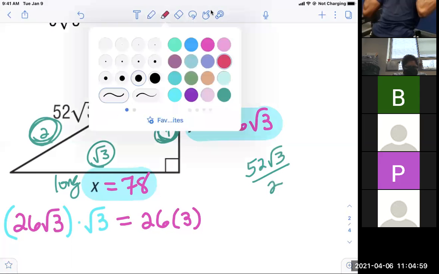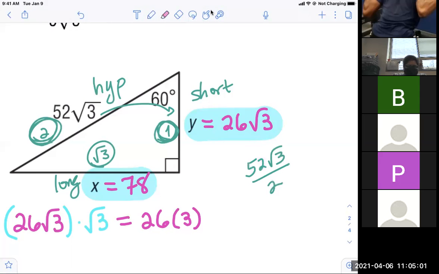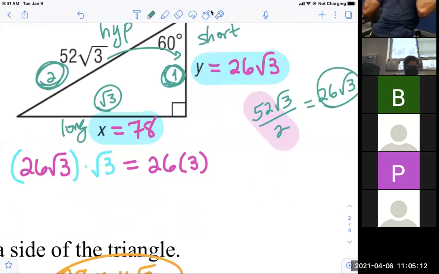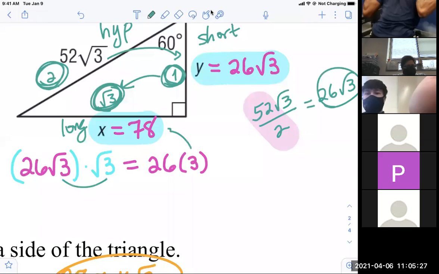52 root 3 divided by 2 is 26 root 3. The numbers in the front will divide. And then since the short leg is 26 root 3, I'm multiplying by square root of 3. So this is our 1. We're trying to go to the root 3 side, so we're multiplying by root 3. And then root 3 times root 3 is 3. So 26 times 3 will give you 78.